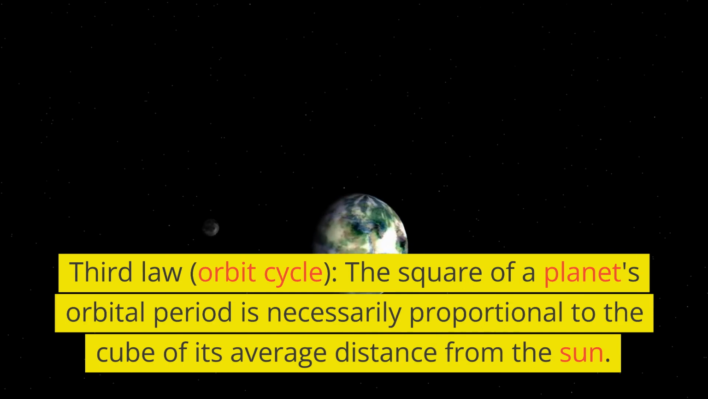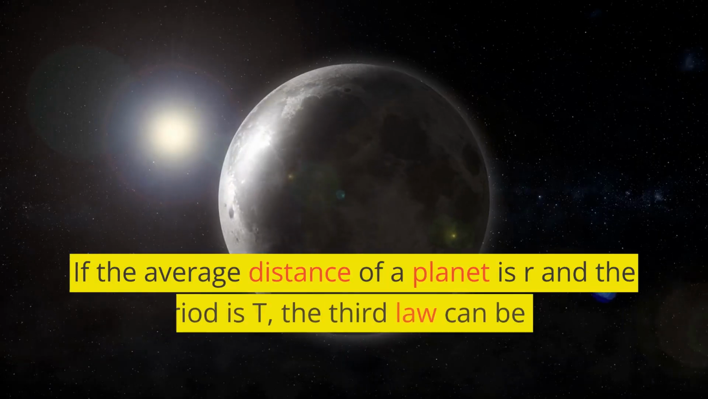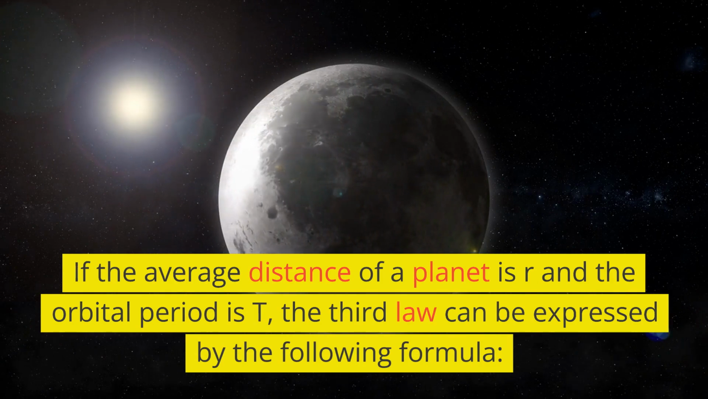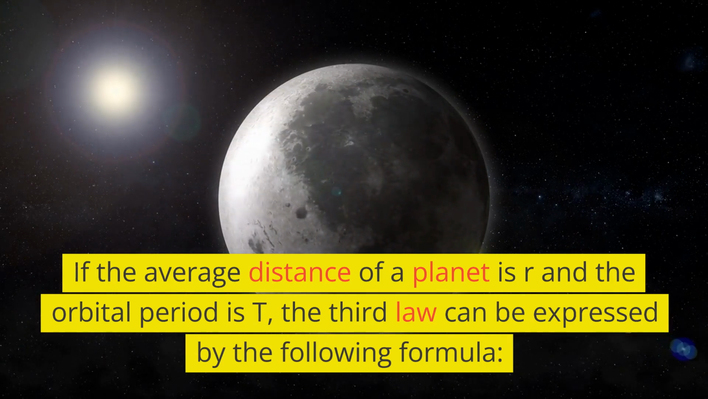Third law, orbit cycle. The square of a planet's orbital period is necessarily proportional to the cube of its average distance from the Sun. If the average distance of a planet is r and the orbital period is T, the third law can be expressed by the following formula.